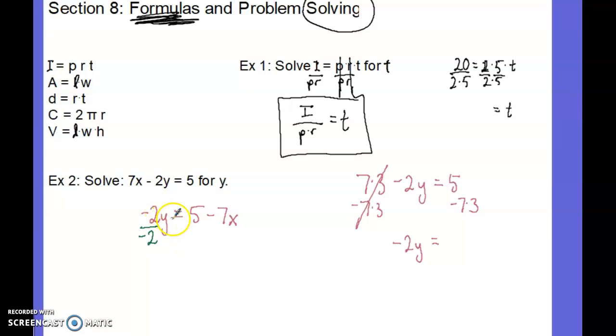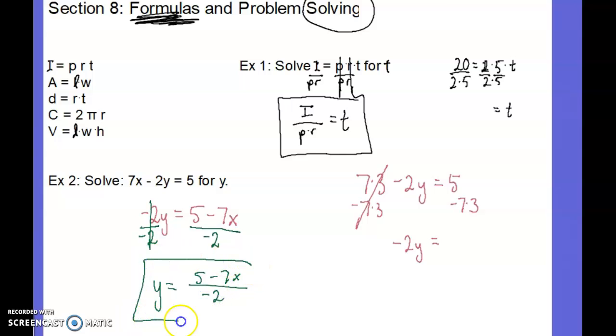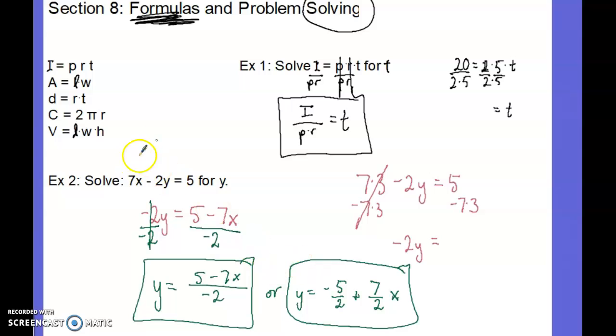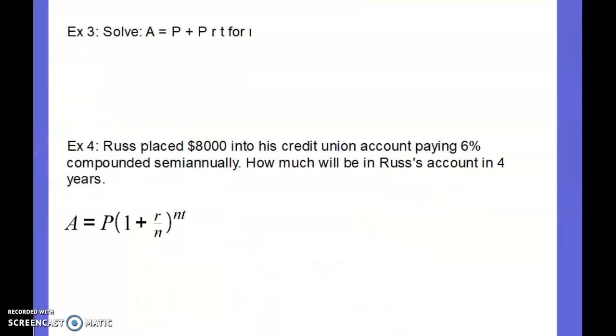All you have to do now, because it's a multiplication problem, is divide both sides by negative 2. And you can leave your answer like this: 5 minus 7x all over negative 2. Or, let me just write this down. I'm not sure how well aware you are of dividing by a whole number. You can just divide by each individual piece. So you could write negative 5 halves, and then plus, because a negative over negative is a positive, 7 over 2x. So these two things are equivalent, but one of those needs to be your answer for exercise 2.